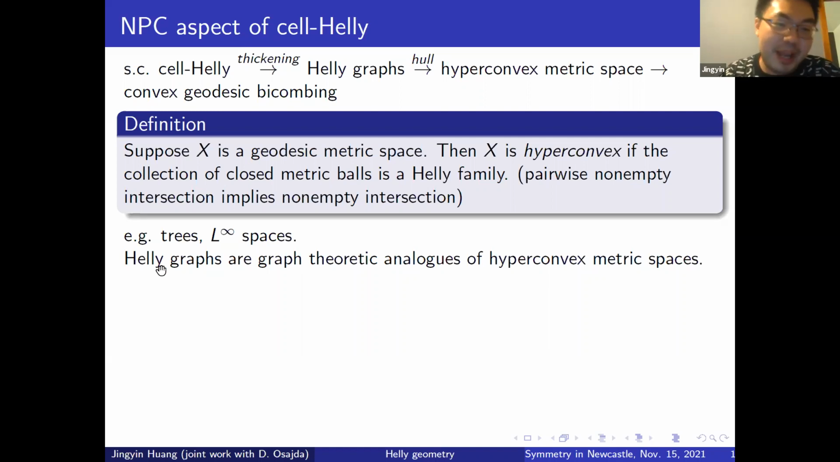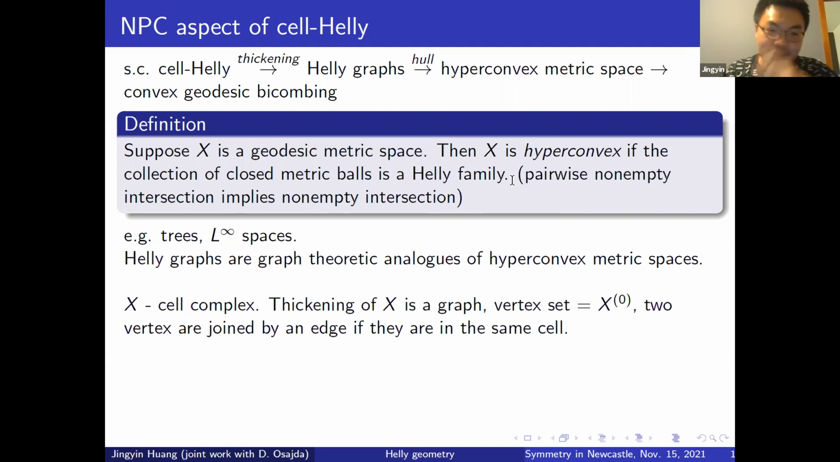Okay, so this is what I mean by Helly graph. It's basically a combinatorial graph theoretical analog of this hyperconvex metric space. So now I want to connect from cell Helly to Helly graph. So basically, the procedure is the following. I take a cell complex and I define something which I call a thickening. So basically, the thickening of this cell complex is a graph.